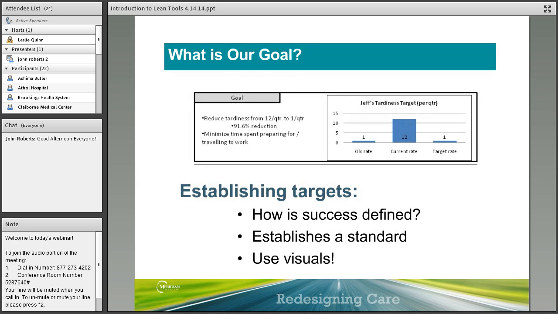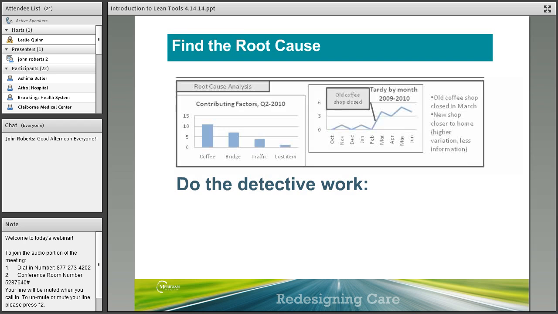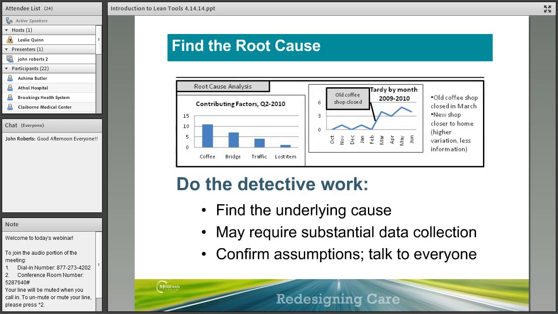Then we establish our targets. We want to reduce his tardiness from 12 times per quarter to 1. That would be a 91% reduction. So we see Jeff's old rate, his current rate, and the target rate. Again, we're defining how success is going to be established, how we're going to get there, and what the standard is we want to achieve. And again, using visuals is a great way to communicate.